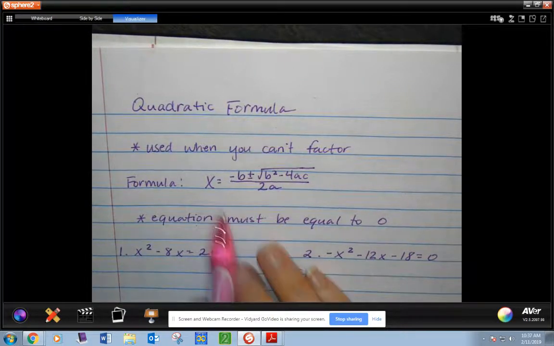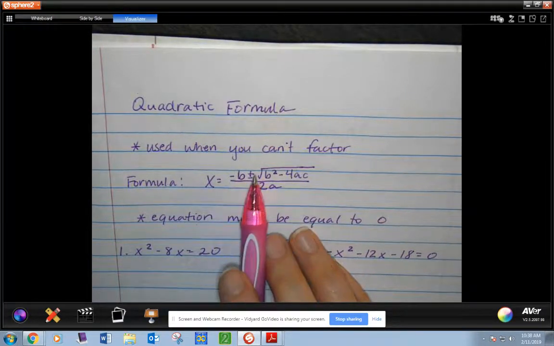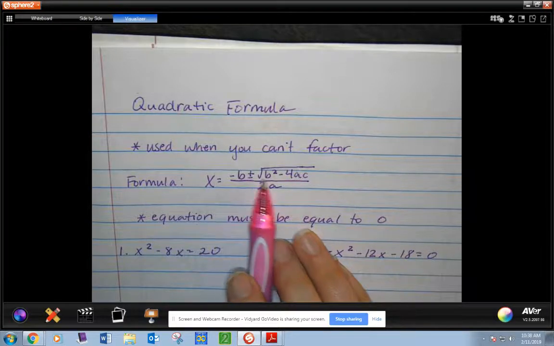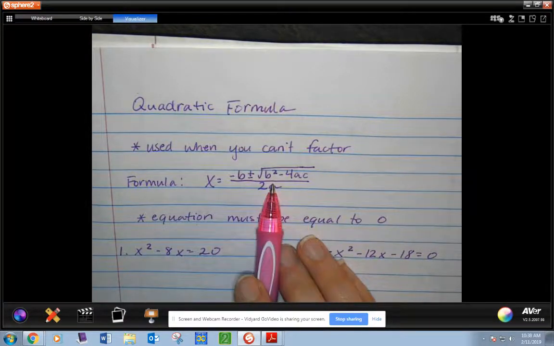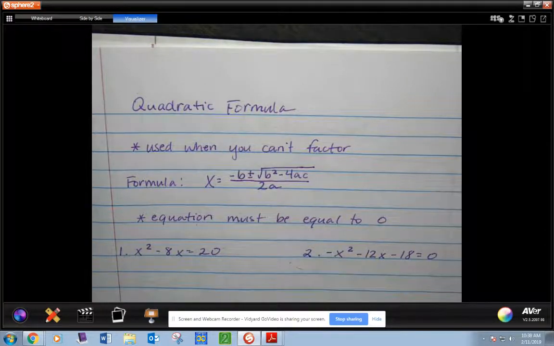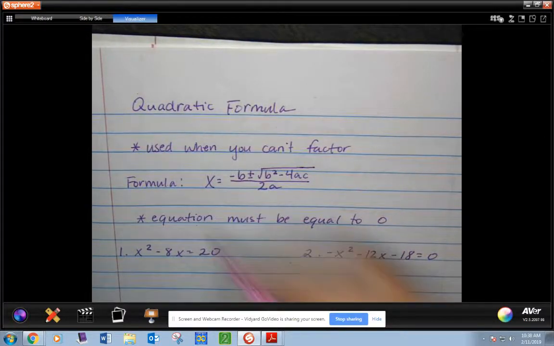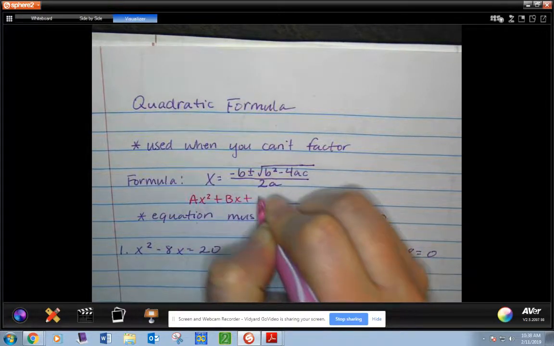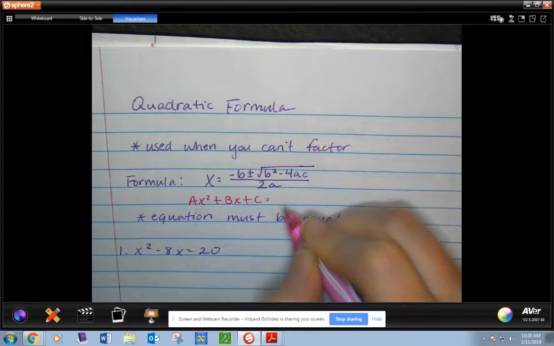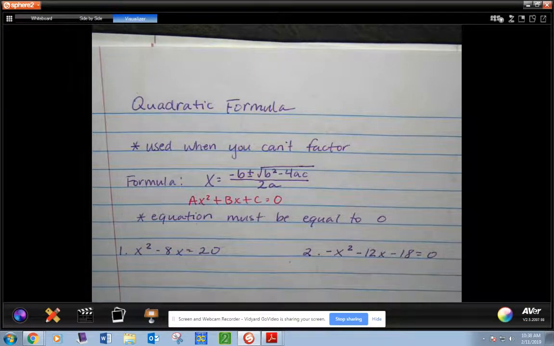So our formula is x equals negative b plus or minus the square root of b squared minus 4ac, all divided by 2a. Now remember, your equations must be in ax squared plus bx plus c equals, and I'm going to put a 0 today, so 0 instead of y, because we need it equal to 0.